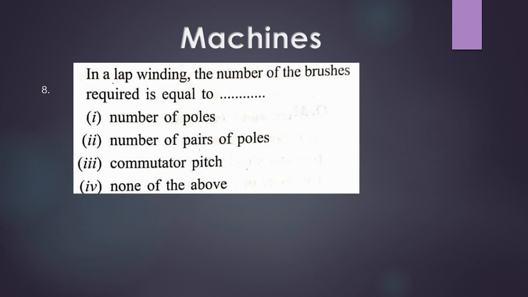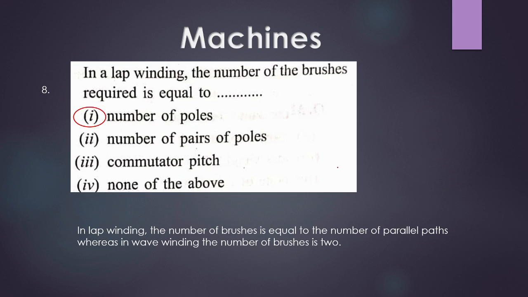Coming to the next question. In a lap winding, the number of brushes required is equal to dash. Number of poles, number of pairs of poles, commutator pitch, none of the above. What should be the answer? The answer will be number of poles, because in lap winding we know that number of parallel paths equals number of poles. In wave winding, number of parallel paths equals 2. So in lap winding, number of brushes equals number of parallel paths. As number of brushes equals number of parallel paths, the number of brushes will be equal to the number of poles.